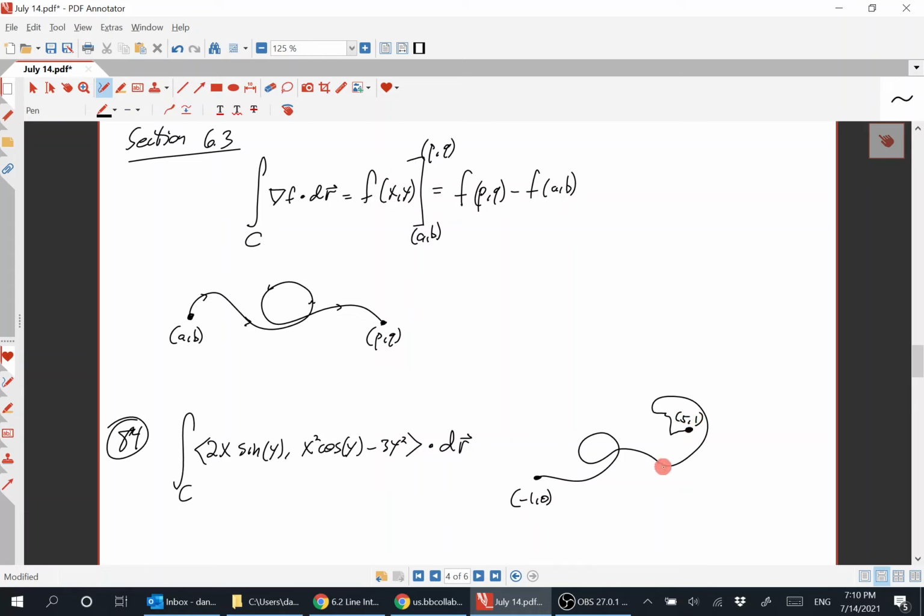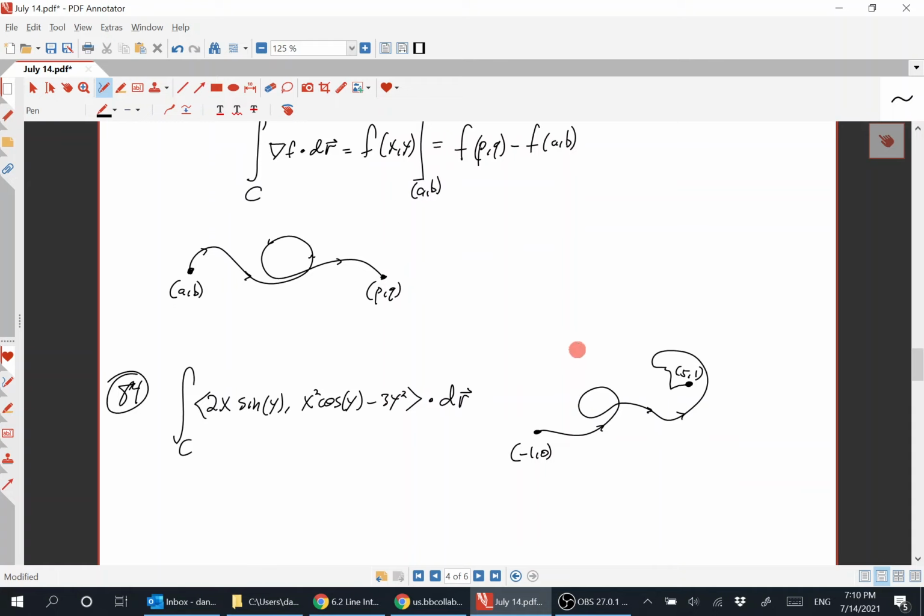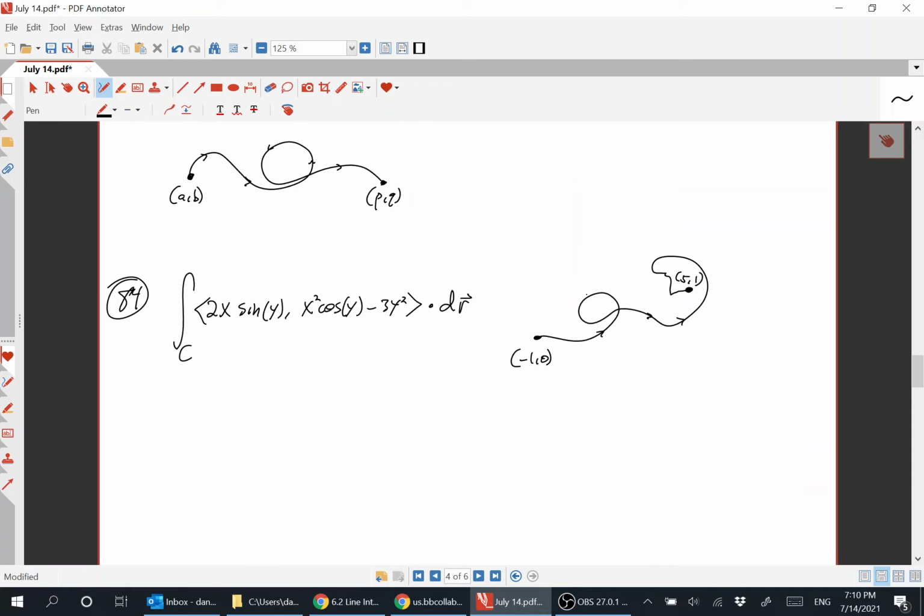Now, the way that the question is being asked is basically hinting at the fact that that's got to be a conservative vector field. So it has to be a gradient vector field. So, let's check it out.